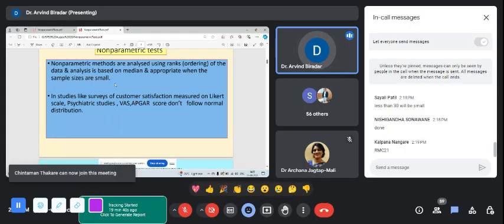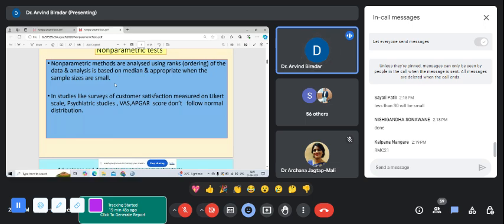So this is also one type of score: VAS, which means visual analog scale. It is also one tool to collect data, particularly in the medical field, where they are using that. And the next one comes.